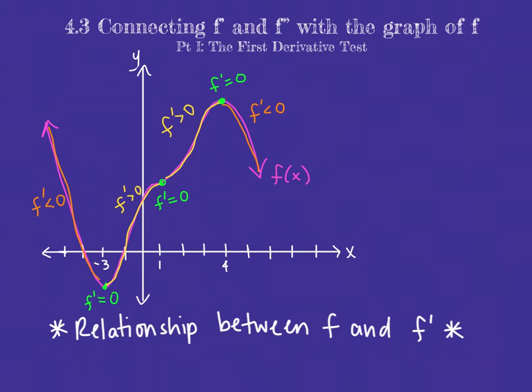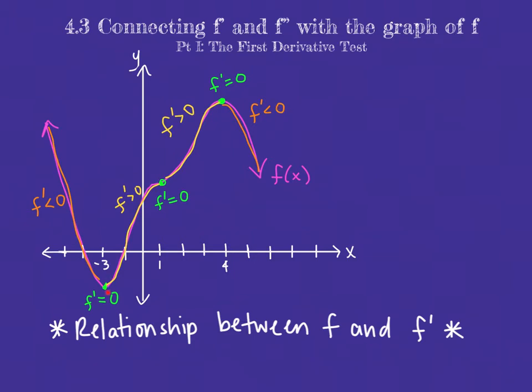In order to tell if a critical point is also a place where relative extrema occurs, we have to not only know that the first derivative is 0, but we have to note if there's a change in the sign of the first derivative. Meaning, does our first derivative change from negative to positive or positive to negative? If it does, then we have a relative extrema.